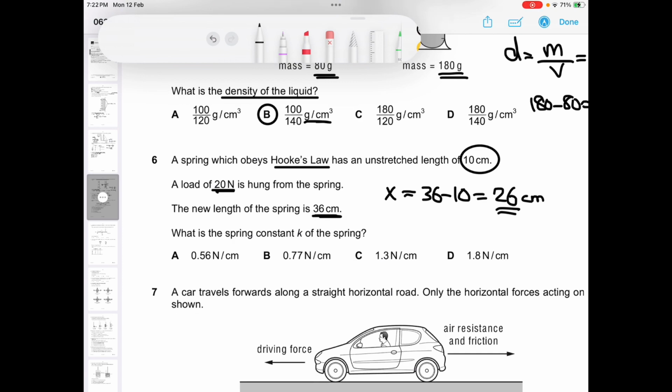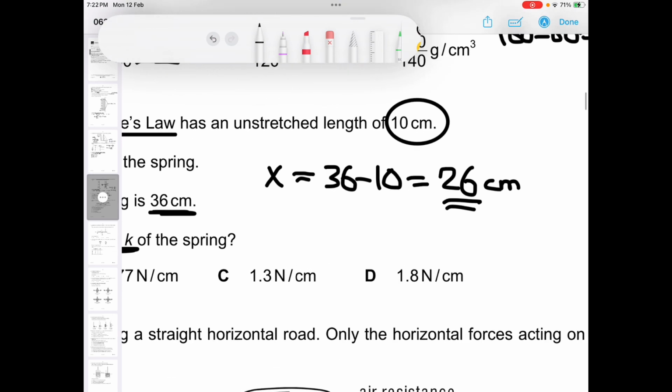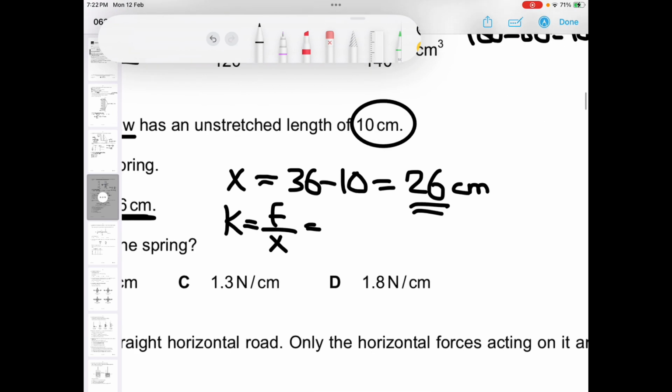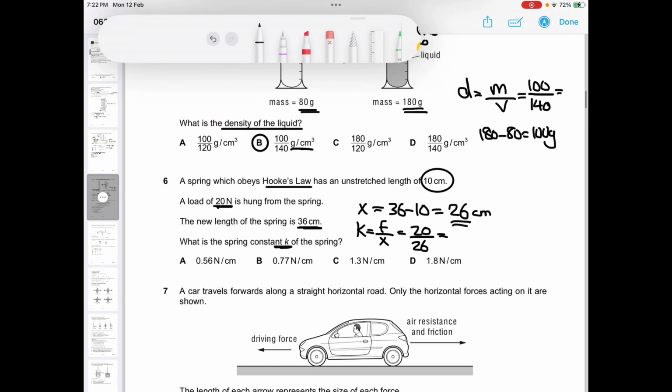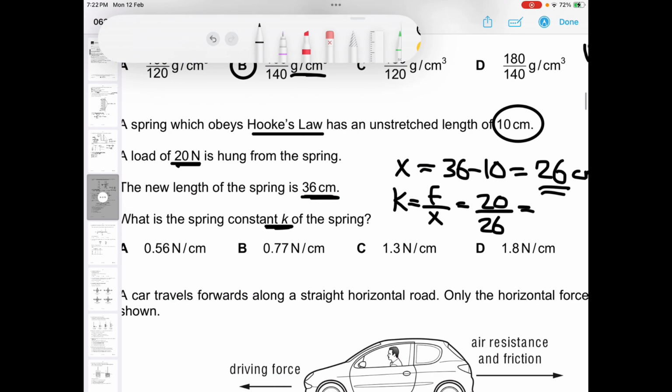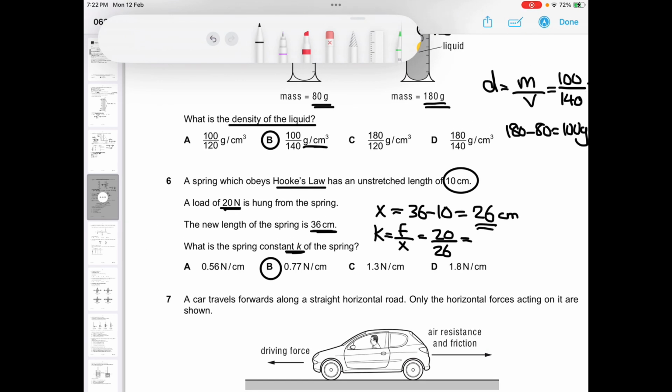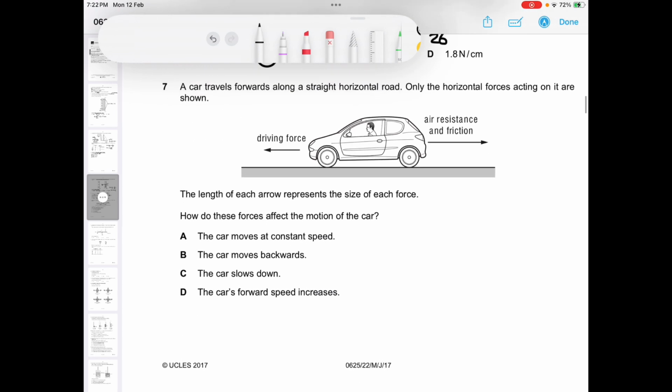What is the spring constant K? K is equal to F over X, which equals 20 over 26. This gives me 0.76923, and so on, which can be rounded to 0.77 newtons per centimeter. The answer is B. Okay, let's go on. 7.